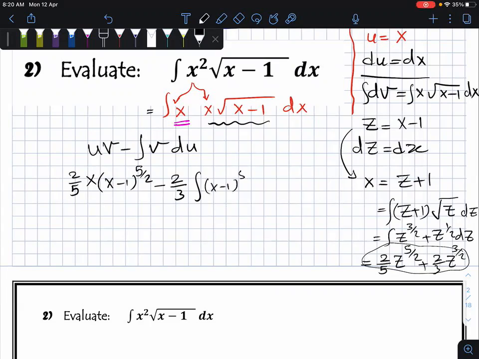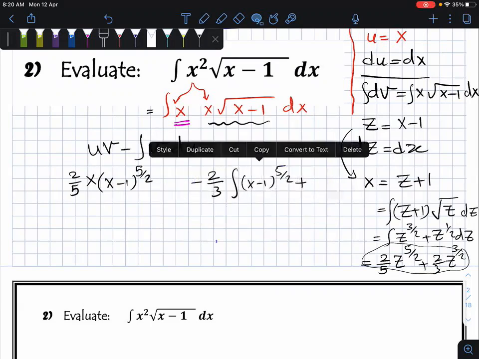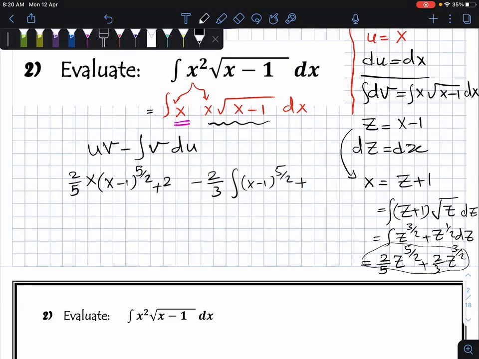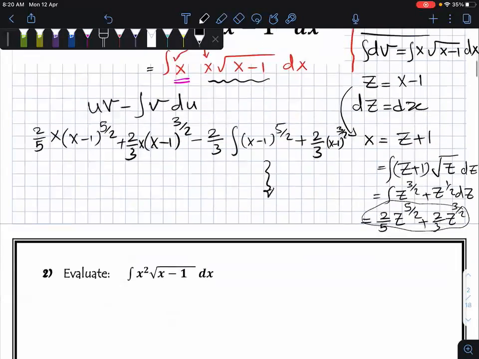x minus 1 to the power of 5 over 2 plus, I think I forgot here, plus 2 over 3 z. 2 over 3 times what? Times x minus 1, which is z to the power of 3 over 2. So it should be here also x. And then complete, guys, by integrating again x minus 1 to the power of 3 over 2 and complete integrating this one. So this is the idea of this question.